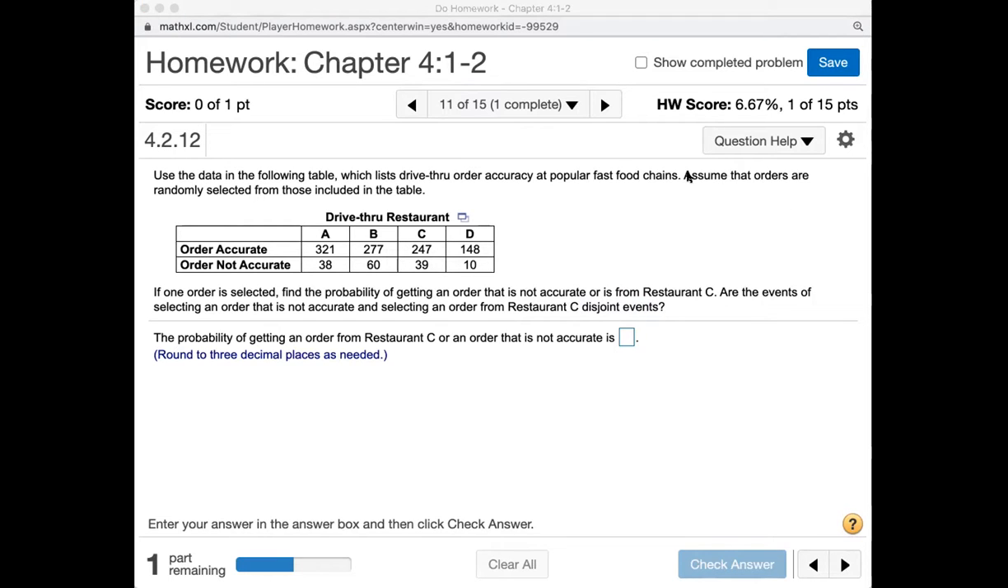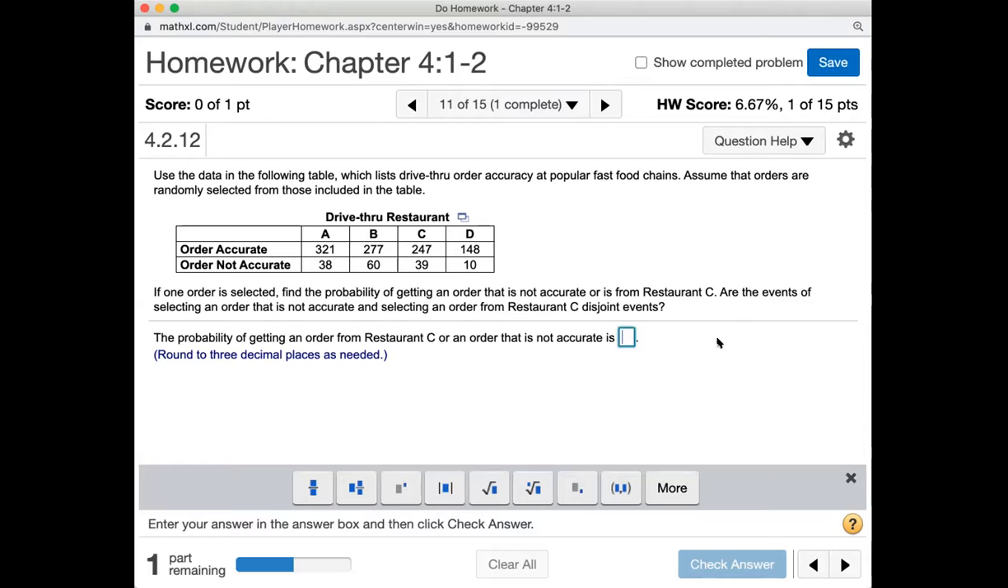So now it's the probability of getting an order from restaurant C or an order that is not accurate. The two events are not disjoint, because in restaurant C, 39 orders are not accurate. That's part of the event of getting an order that is not accurate, right? So let's figure out the probability of getting an order from restaurant C or an order that is not accurate, on the sketch paper.